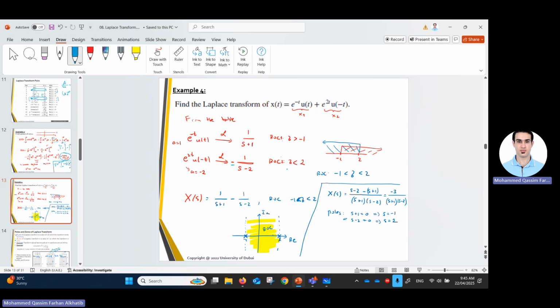So the overall region of convergence is the intersection between these two regions. So -1, that's the red line for the first function, this one here. And the blue line is for the negative function. So the region of convergence is from -1 to 2. Is this clear? Okay.